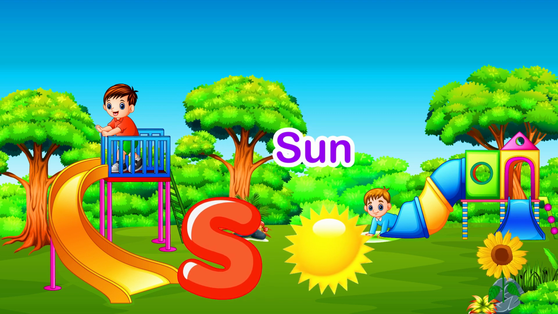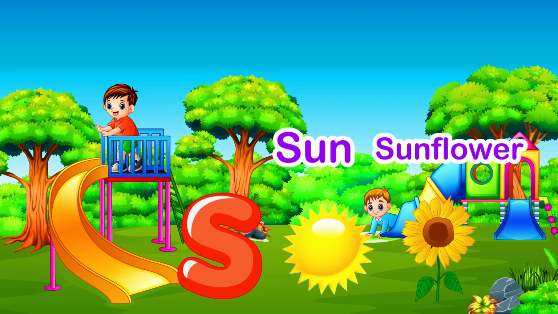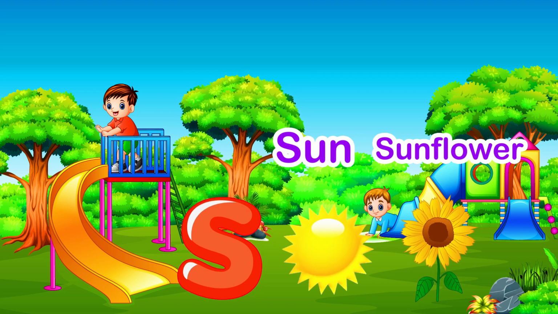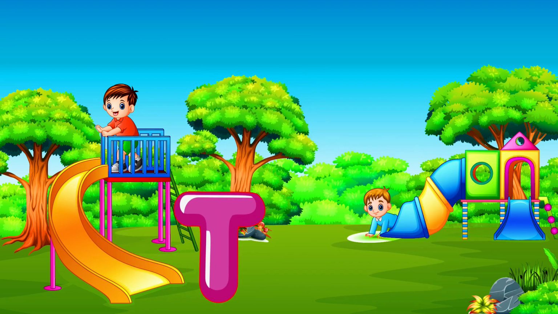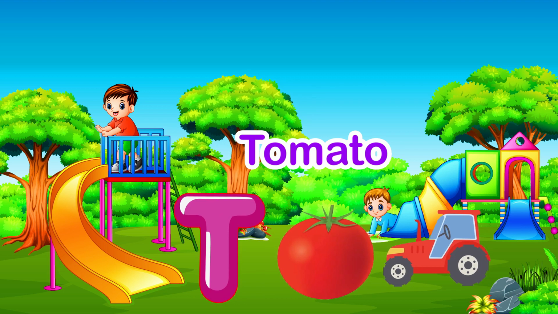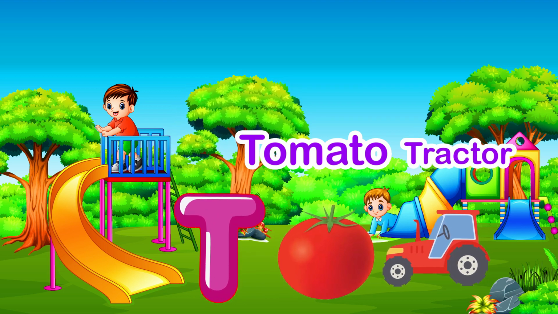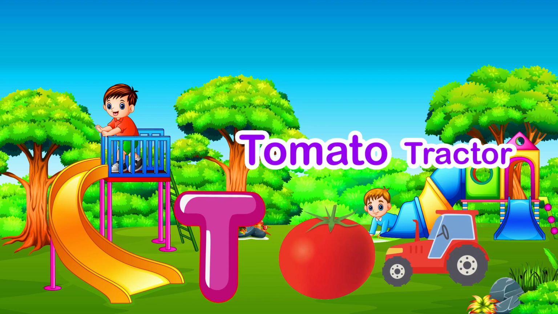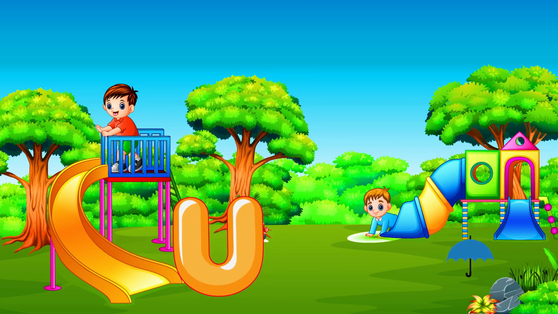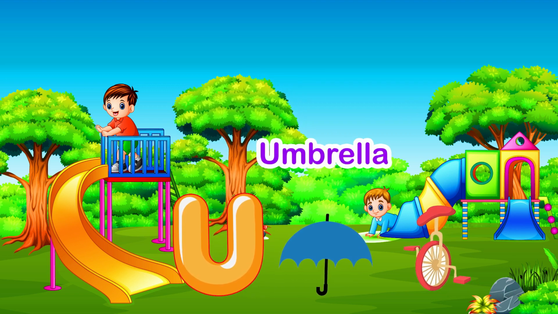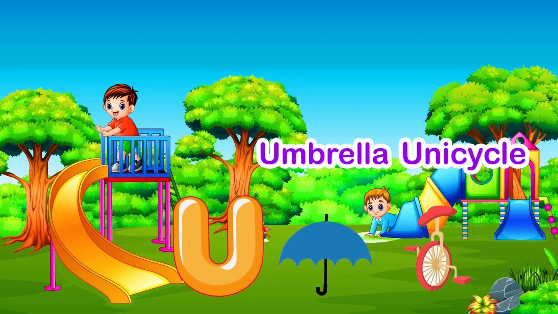S is for sun, sun. S is for sunflower, sunflower. S is for sun. S is for sunflower. T is for tomato, tomato. T is for tractor, tractor. T is for tomato. T is for tractor. U is for umbrella, umbrella. U is for unicycle, unicycle. U is for umbrella.